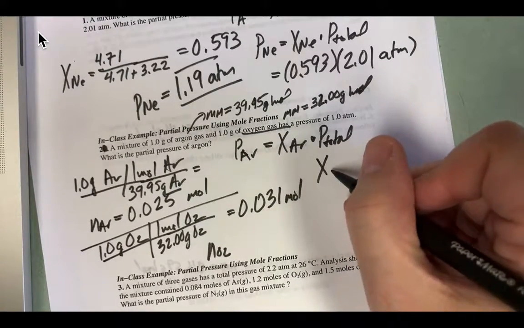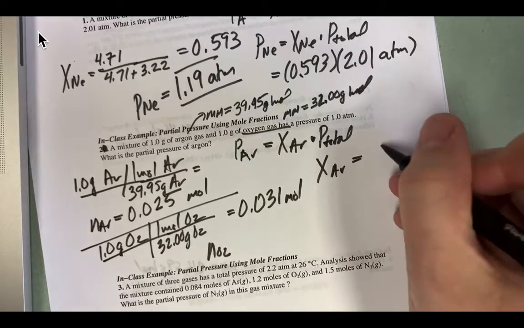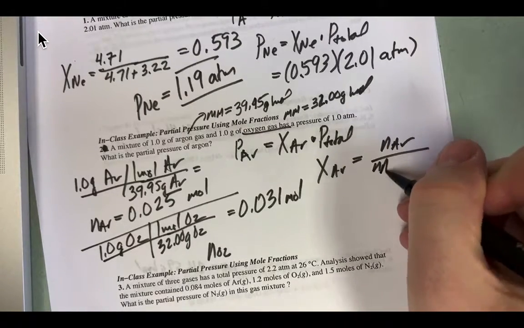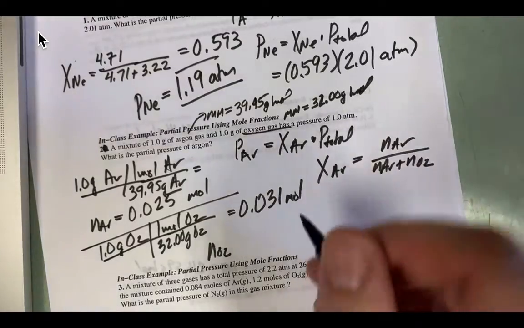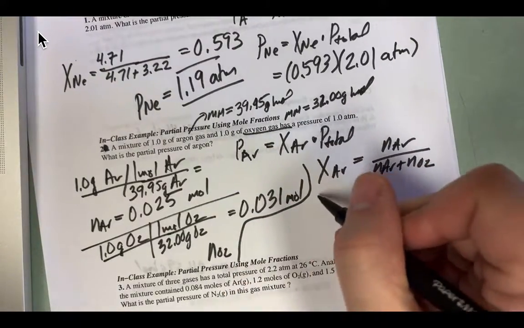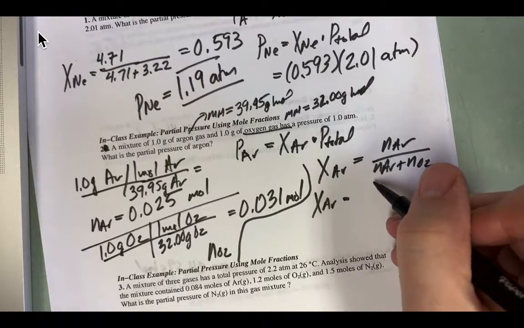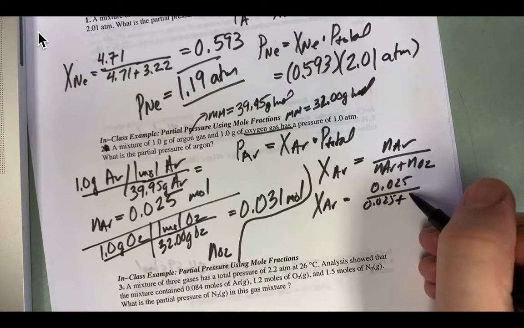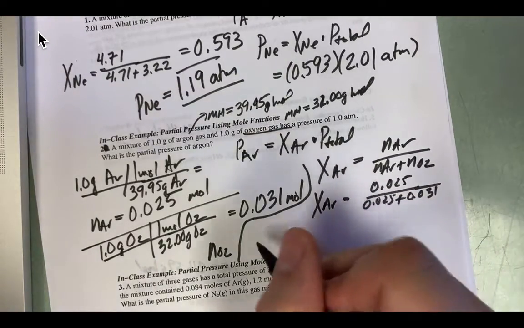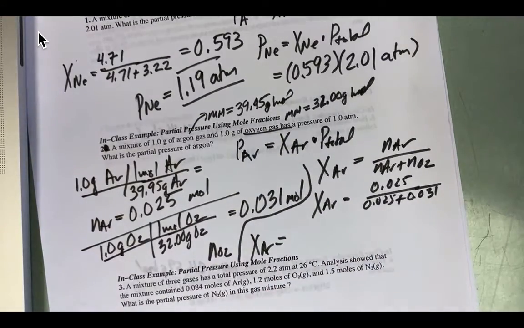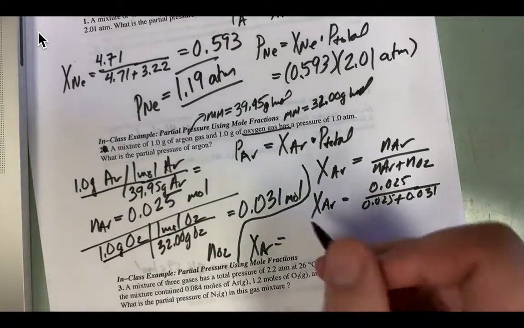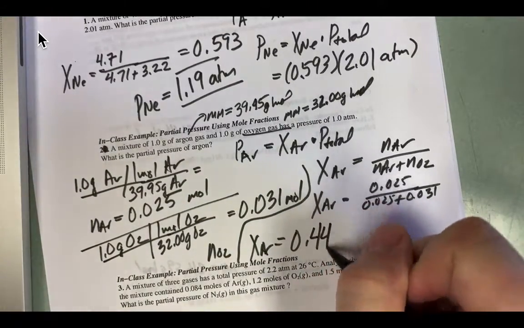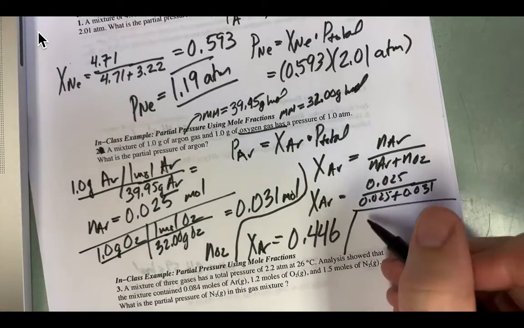And now we need to do this mole fraction of the argon, and that's going to be equal to the moles of argon over moles of argon plus the moles of the O2. That gives 0.446. And now we can finally do our calculation.